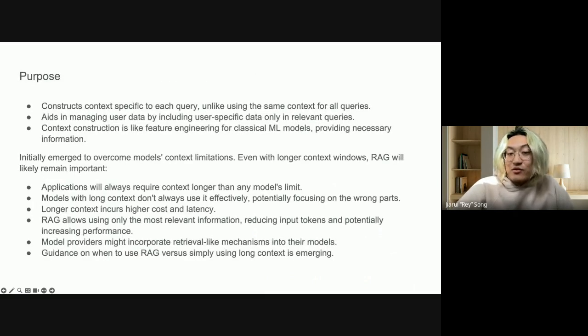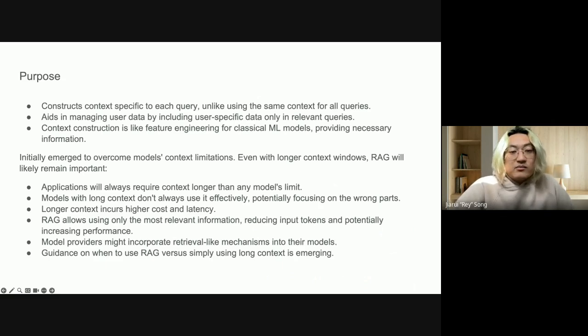We've defined RAG so far, so now let's understand its purpose and why it remains crucial. RAG constructs context that is specific to each individual query, unlike a one-size-fits-all approach. This also helps in managing user data by ensuring user-specific information is only included when relevant. Think of context construction in RAG as similar to feature engineering in traditional machine learning, providing the model with the necessary information to process an input effectively.